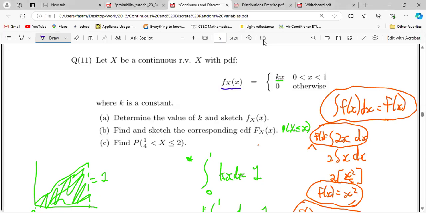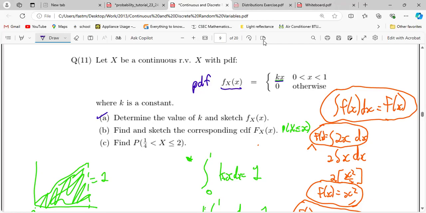So this f of x here, this is your PDF, right? If you want to get the CDF from a PDF, you have to integrate the PDF. But the problem is we don't know what k is. So you have to get k, which is what the first question was asking. The concept we took advantage of is that the total area under the graph is the total probability, which has to equal 1.